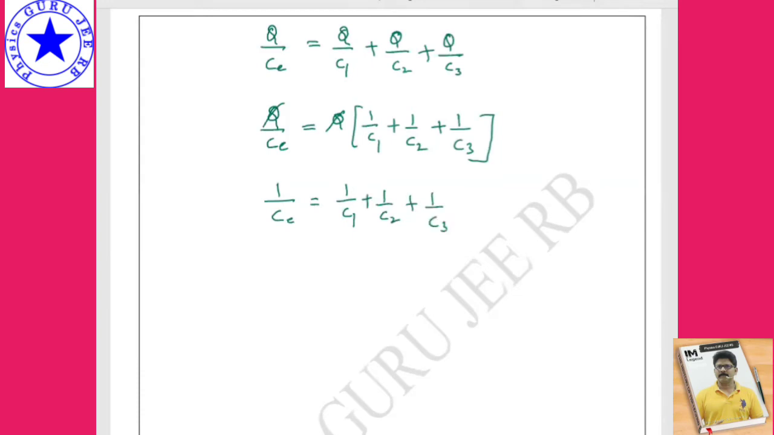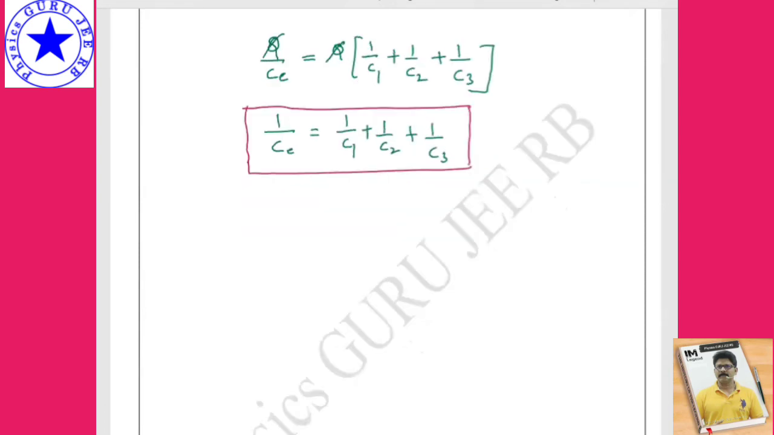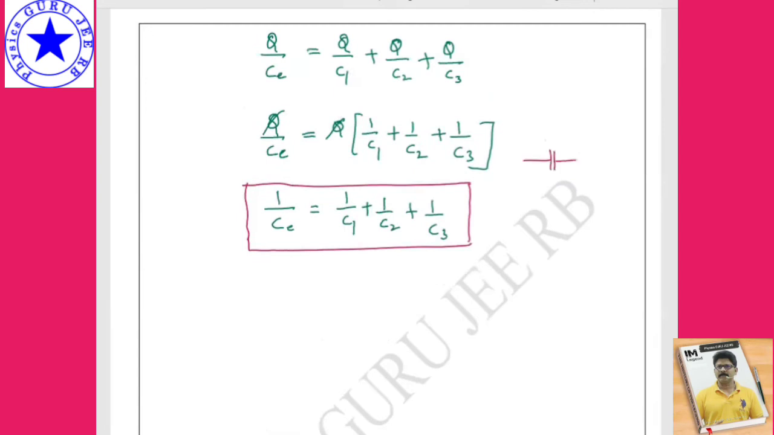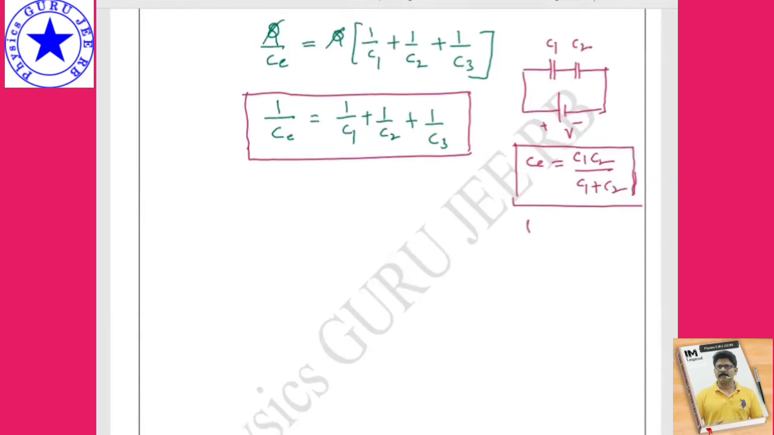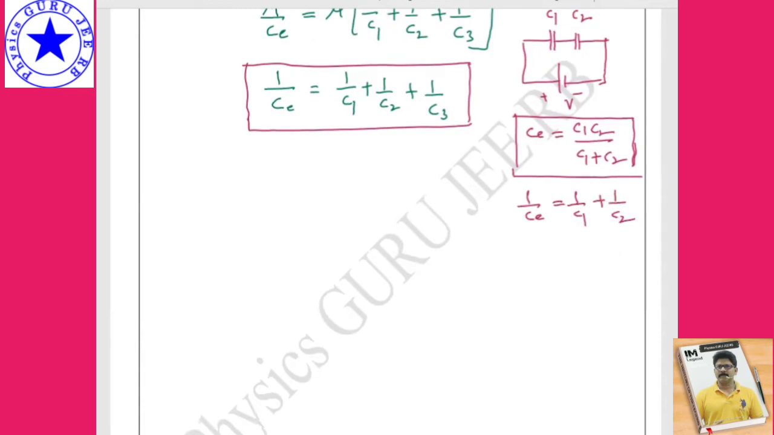But in resistors, what we got was R1 plus R2 plus R3, right? If I take only two capacitors, C1 and C2, connected to a battery of potential V, positive and negative. So for C effective, instead of 1 by C1 plus 1 by C2, we can simply write C1 C2 by C1 plus C2. So try to use this while calculating, because 1 by C effective equals 1 by C1 plus 1 by C2. We can use this, and simply C effective is C1 C2 by C1 plus C2.